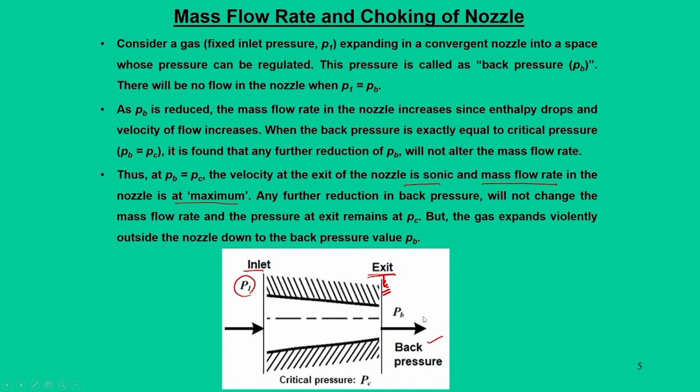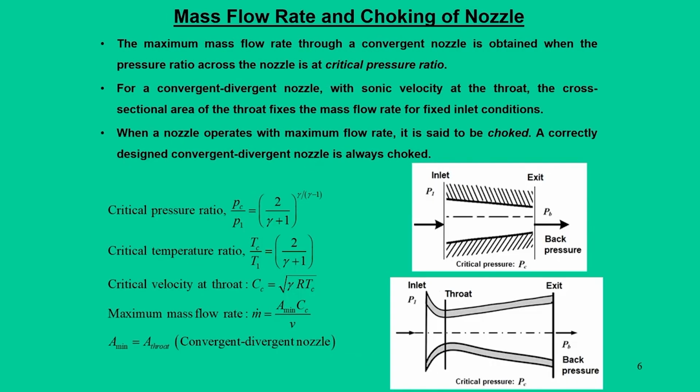So, whatever expansion the nozzle is going to give, it has given, but the subsequent expansion from PC to PB happens at the exit of the nozzle. Now, let us see that this maximum mass flow rate in the nozzle happens when you have this critical pressure ratio.